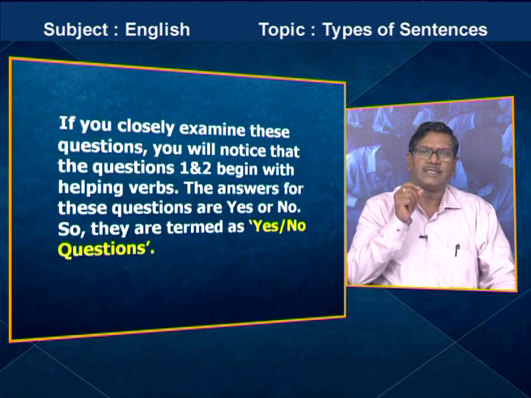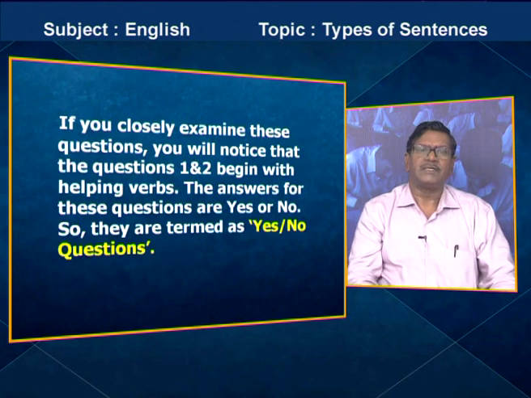As we see, even though all the sentences are questions, since they end with a question mark, a sentence that is asking a question is called an interrogative sentence. If you closely examine them, we notice that questions 1 and 2 begin with helping verbs, and the answers for these questions are yes or no. So, they are called yes or no questions.